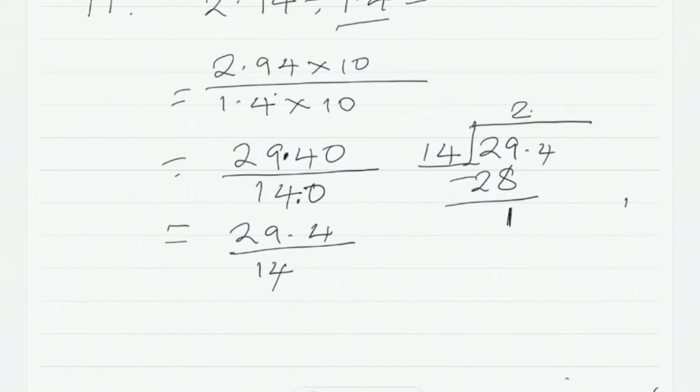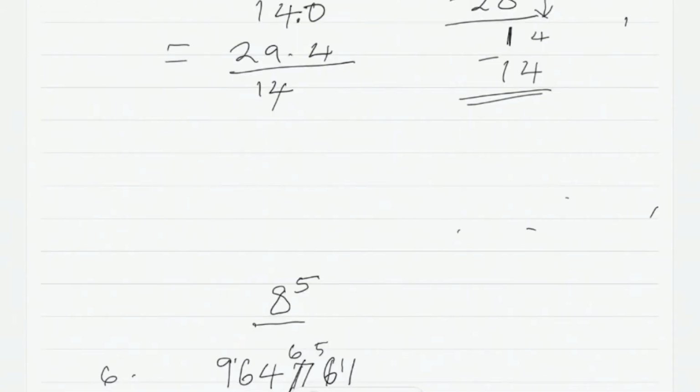Can 14 go into 1? It can't. So we put a point there, drop that 4 there. 14 into 14, it will give us 1. 1 times 14, it gives us 14. Therefore, our answer for question number 41 is going to be 2.1.